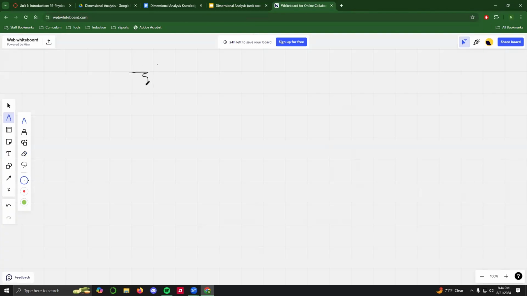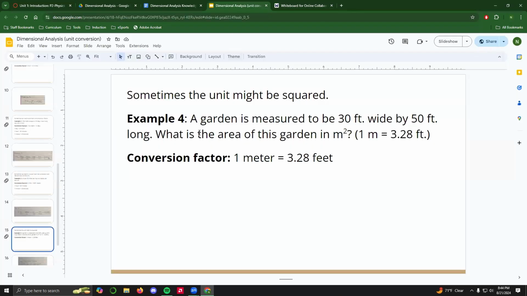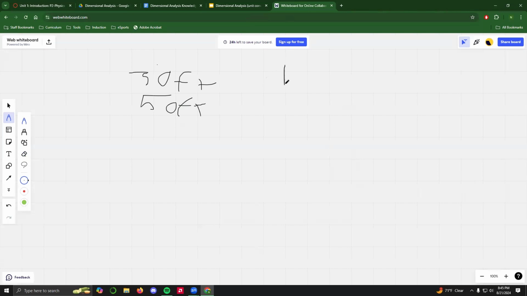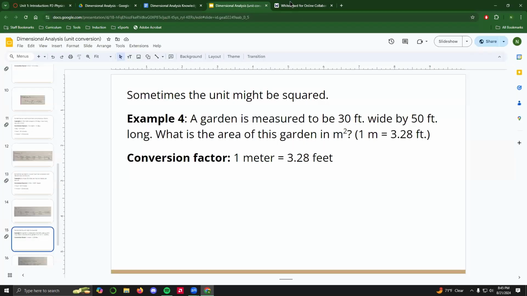So our two measurements are 30 feet and 50 feet. So what is the area of this garden in meters squared? So that's going to be our final answer, where 1 meter is equal to 3.28 feet. So 1 meter is very close to being the same length as a yard. It's just a little bit longer.